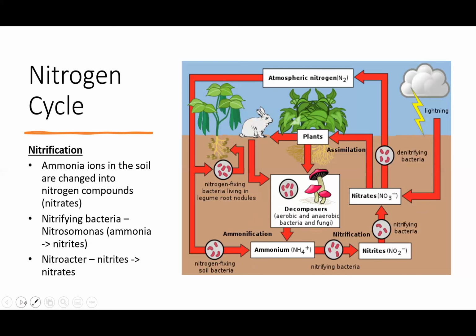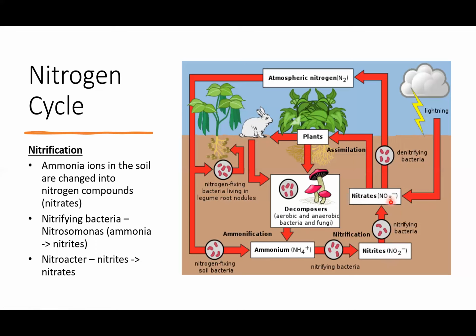We then get nitrification. Nitrification is when ammonium ions in the soil are changed into nitrogen compounds. So here we go, we've got our ammonium ions here, and they're going to become our nitrogen compounds. And these nitrogen compounds can then get used by plants. And when they get used by plants, they are nitrates.